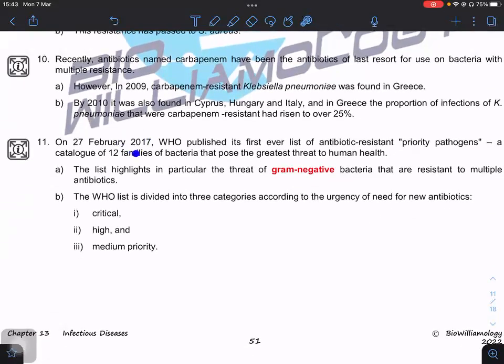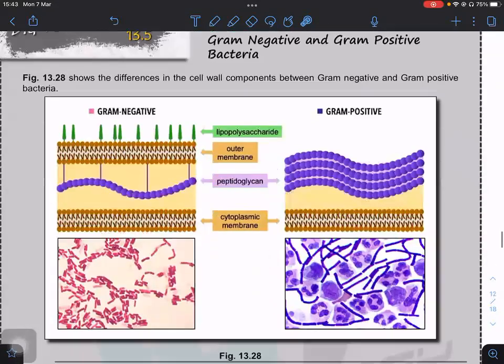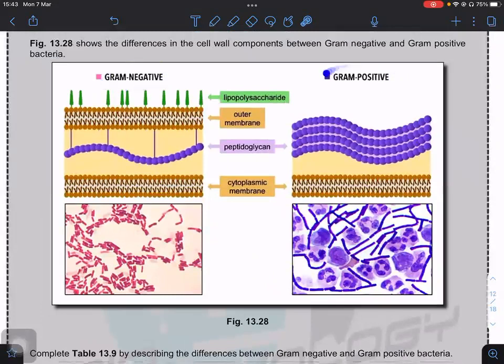In 2017, the WHO published the first ever list of antibiotic-resistant priority pathogens. A lot of them are gram-negative. What is gram-negative? If you look at bacteria, gram-negative and gram-positive, gram is actually a stain. It's a stain, it's not the weight. Gram-positive bacteria appear purplish in color, but gram-negative bacteria appear pinkish. Are you clear?